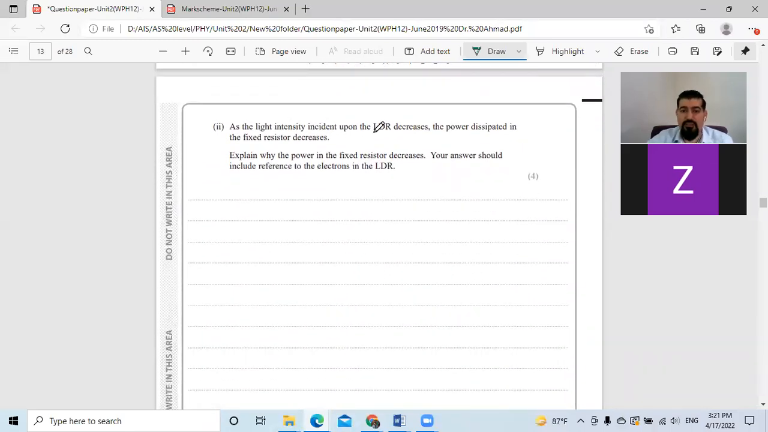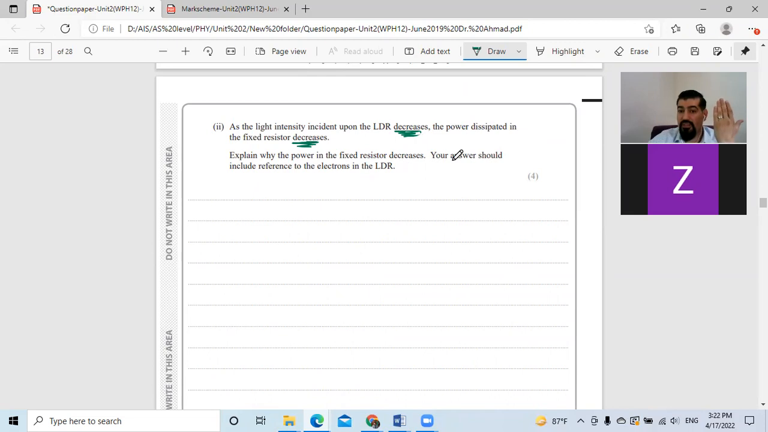As the light intensity incident upon the LDR decreases, the power dissipated in the fixed resistor decreases. Explain why the power in the fixed resistor decreases. Your answer should include reference to the electrons in the LDR. As the light intensity decreases, the number of free electrons that can flow through this semiconductor, the LDR, will decrease. So that means the resistance of it will be higher.